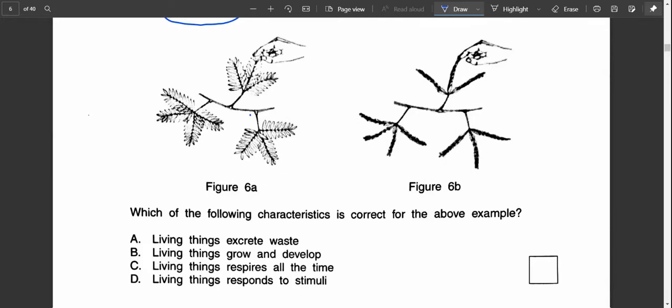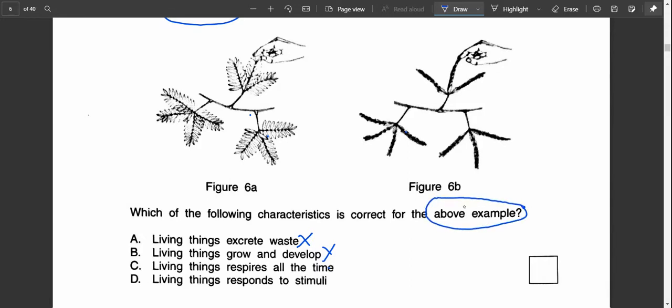Living things excrete waste. No, you don't see any waste being given out there. Excrete waste means they have to remove the waste substance from their body. For us humans, we usually remove it by sweat or through our urine. That's why we need to go to the toilet. Living things grow and develop. As you can see, there's no change in size there. Living things respire all the time. We do respire all the time, but it doesn't show in the above example.